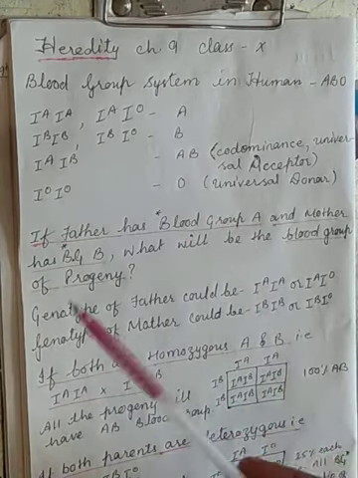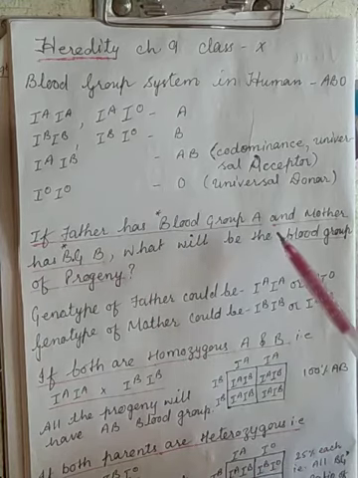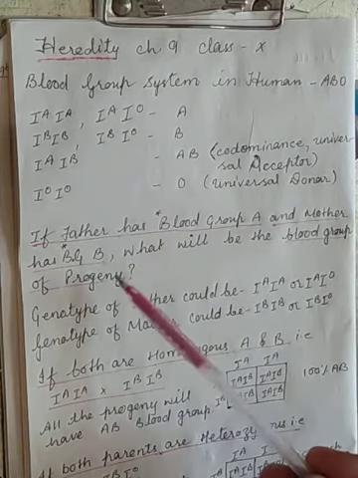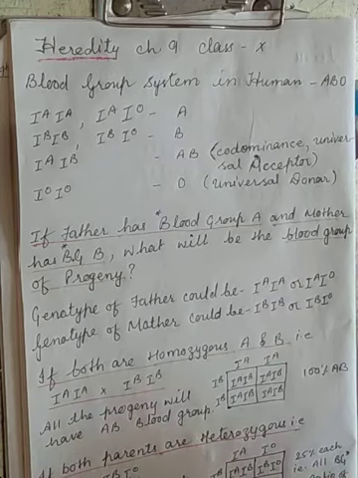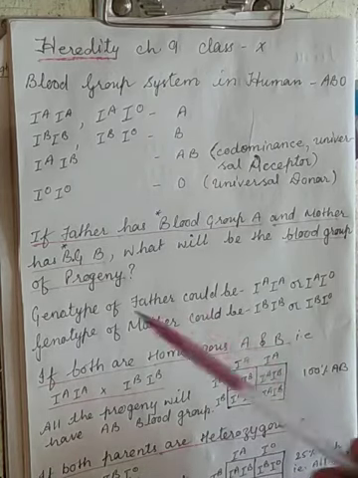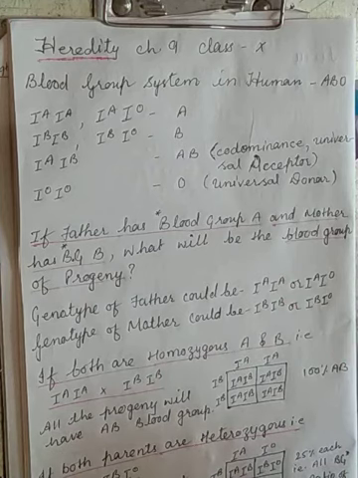Now, how do we find out the blood group? Let's take an example: the father has blood group A and the mother has blood group B. How will we find out the blood group of the progeny? The process for finding the blood group is, first, we have to take the genotype of the parents.